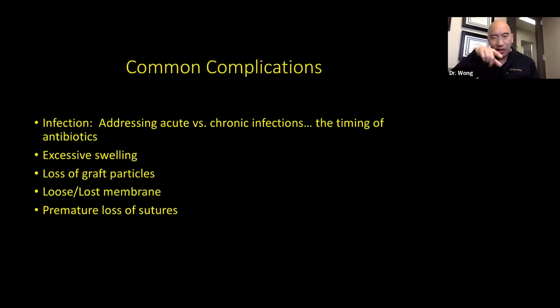Now, if it's dangling, like let's say you do that ice cream cone membrane, and the ice cream portion of that membrane is dangling out of their mouth, I usually have them come in and we'll just trim it out. Remember that the key part of that membrane is the part that's over the fenestration.